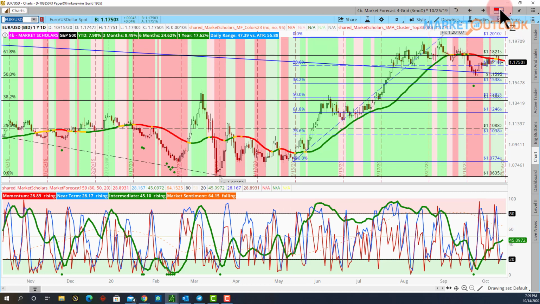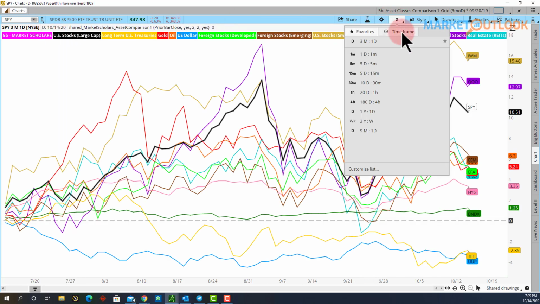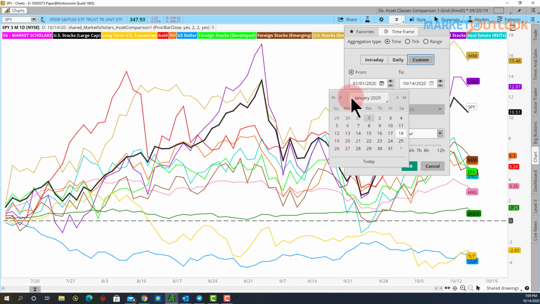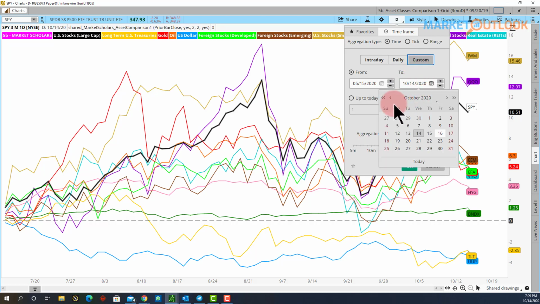So let's go back to the asset class comparison here. And let's take a look at May the 15th. So May the 15th, all the way through to September.